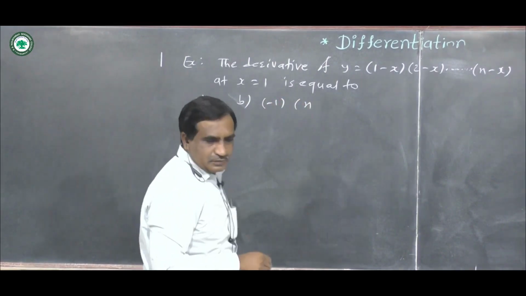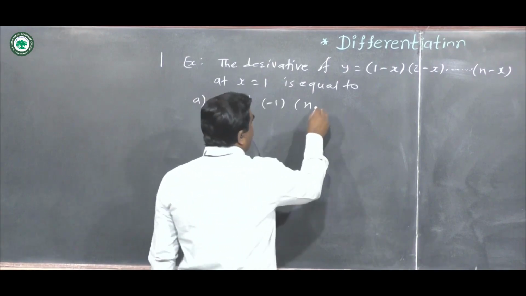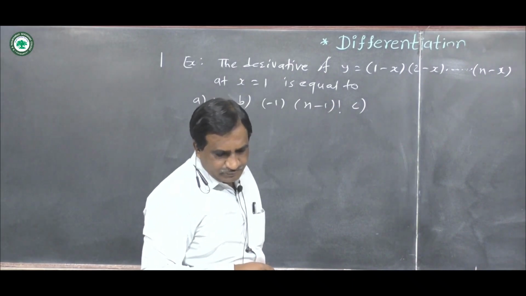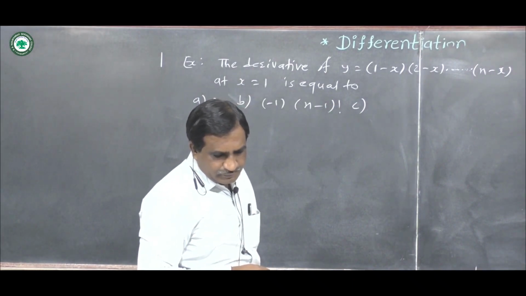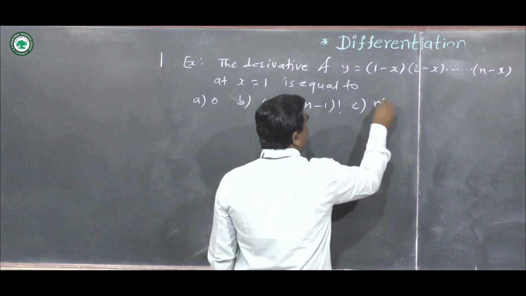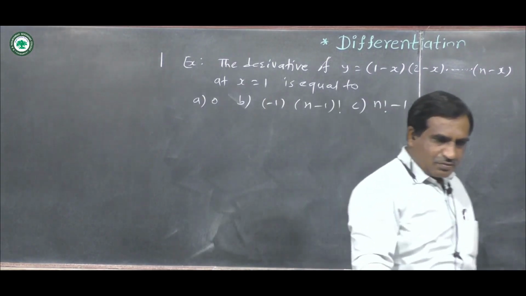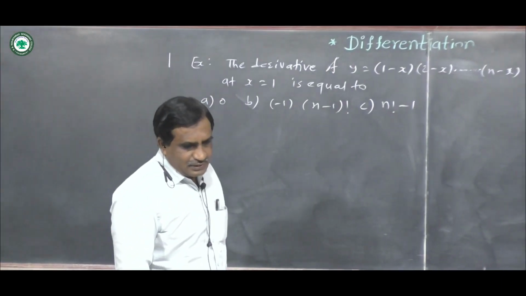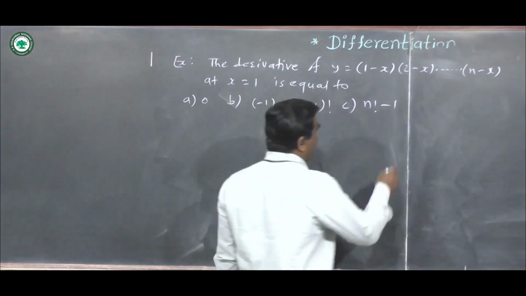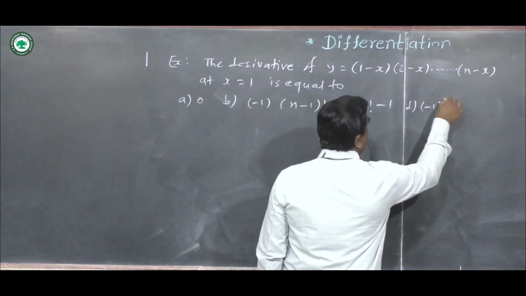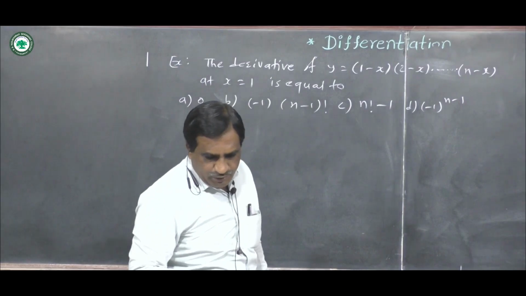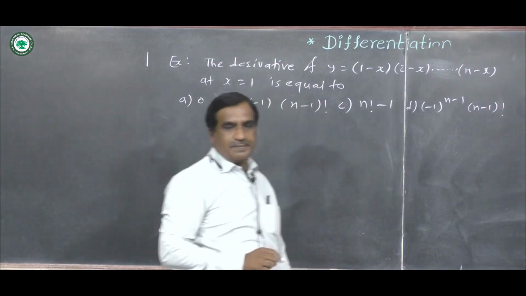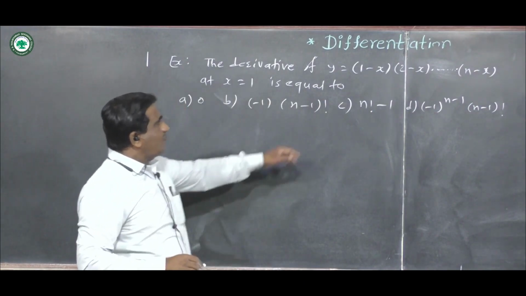into n minus 1 factorial, option C n factorial minus 1, and option D is minus 1 raised to n minus 1 into n minus 1 factorial. Okay, now we have to find the derivative for this function.